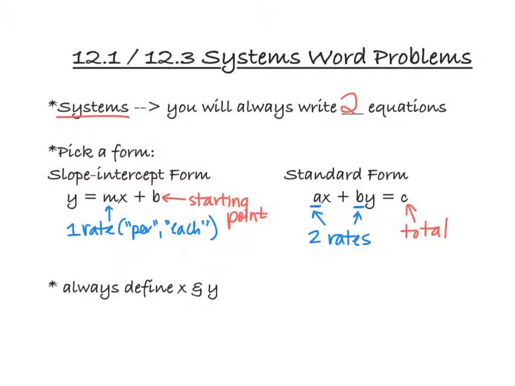You may, instead of thinking about a start and a total, it may just be that you notice if you have one rate, it's slope-intercept. If you have two rates, it's standard form.